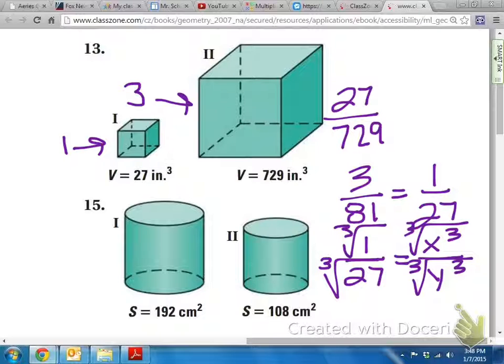So the original ratio that we got is that the small cube has side lengths of 1, and the big cube has side lengths of 3. So the ratio is 1 to 3. From solid 1 to solid 2, the ratio is 1 to 3, or if you want to do backwards, it could be 3 to 1. So that is how you find, given the volume, the original ratio of the solids.